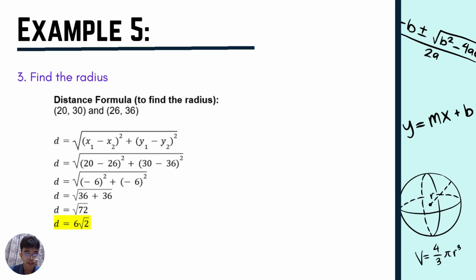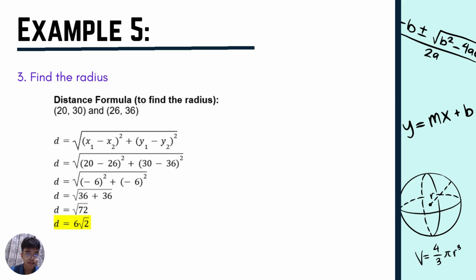With that, we will have d is equal to the square root of (20 minus 26) squared plus (30 minus 36) squared. Now 20 minus 26 is negative 6 and 30 minus 36 is also equal to negative 6. Now we will have d is equal to the square root of (negative 6) squared plus (negative 6) squared. So negative 6 squared is 36. So we will have d is equal to the square root of 36 plus 36. And 36 plus 36 is 72.